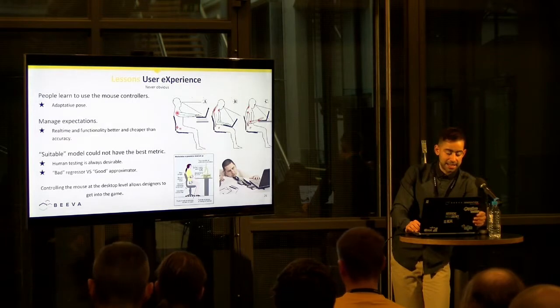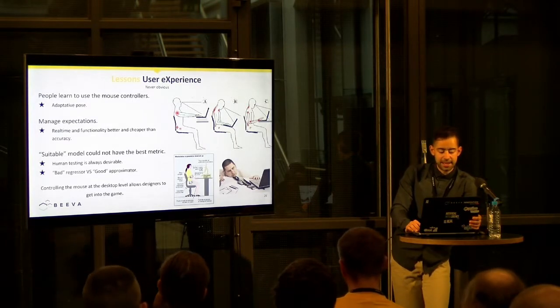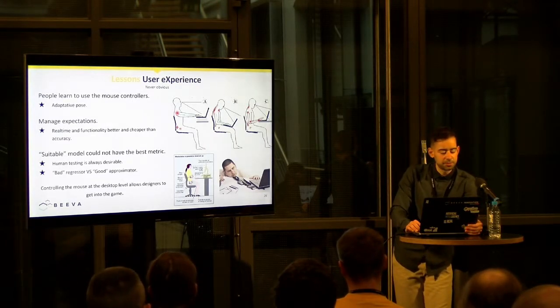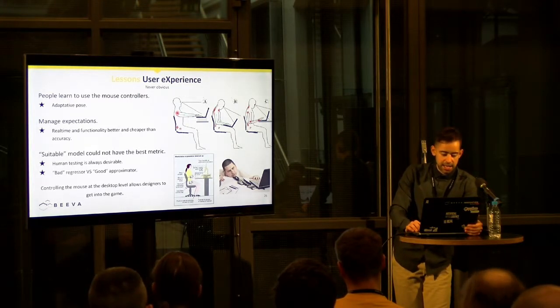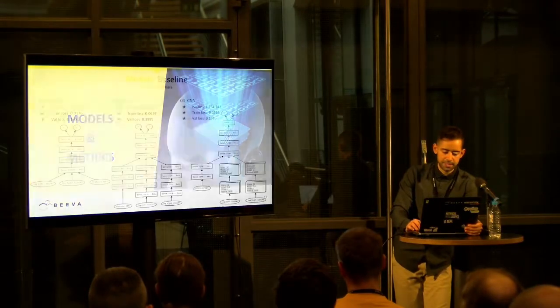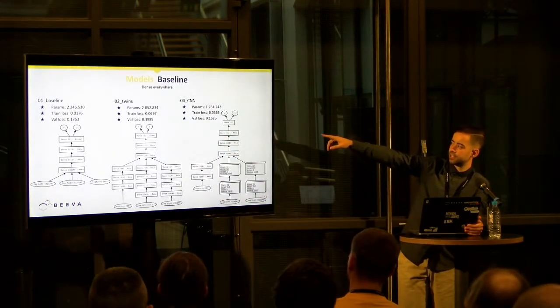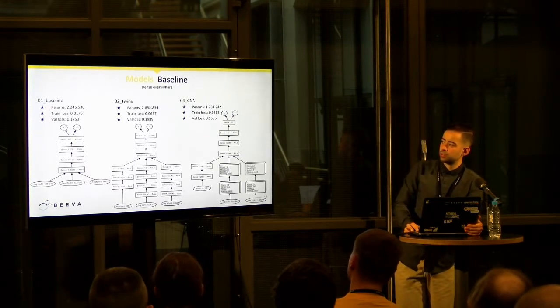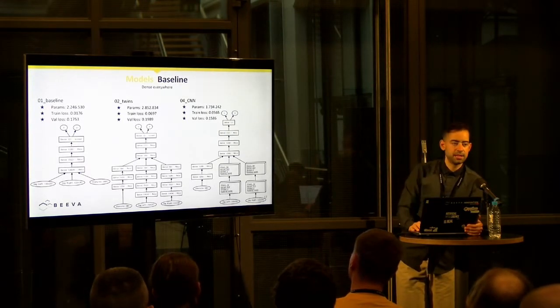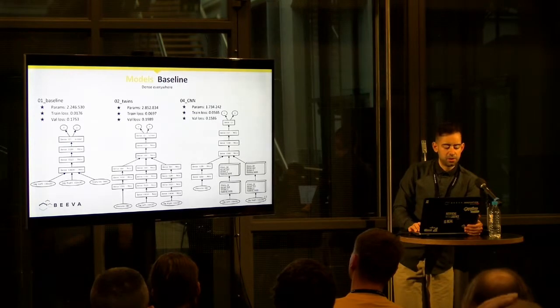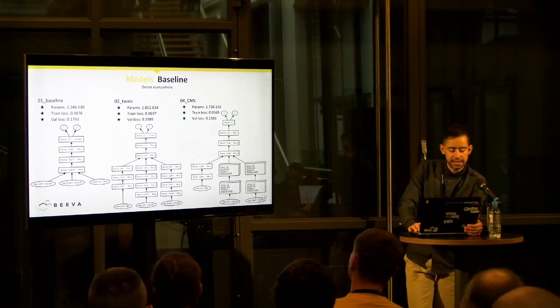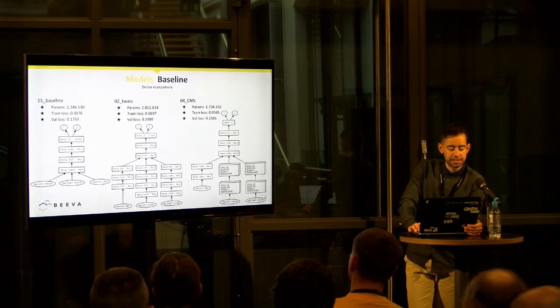And I also want to remember that the model with the best metric could not be the best suitable model to interact with the human. If you recall the metrics of these models, the CNN has the best validation loss. But when I plugged it into my system, it did not work, because the only model able to learn a true regression system was the baseline one, the simplest one.